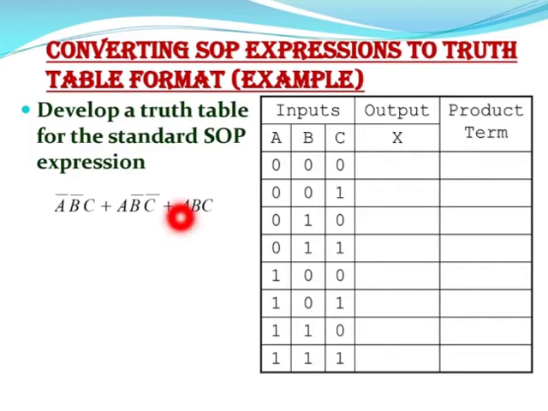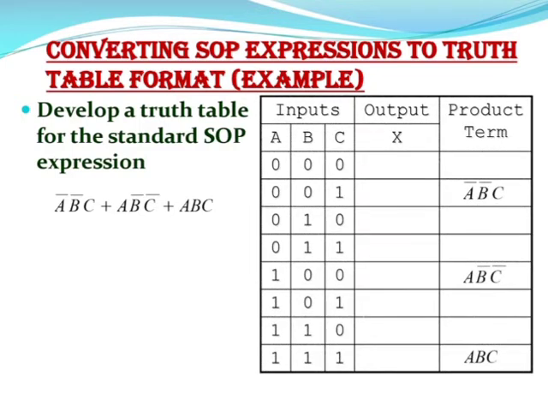The product terms are A bar B bar C plus A B bar C bar plus A B C. So A bar in SOP means 0, so 0 0 1. You should enter the product term here, that is A bar B bar C, that is 0 0 1. Next is A B bar C bar, 1 0 0. Next A B C means the last term, 1 1 1. And you should enter 1 corresponding to this.